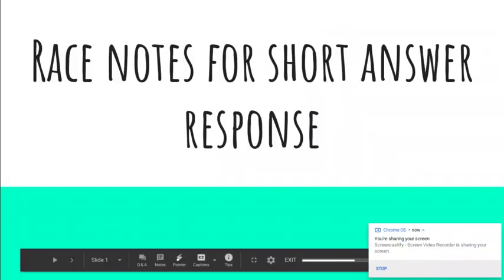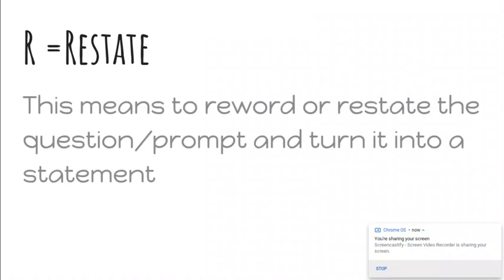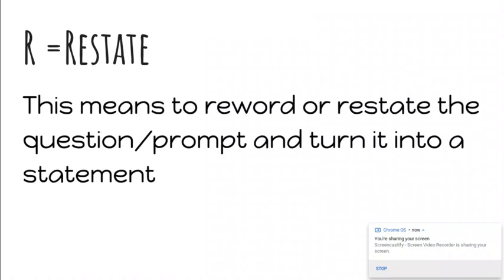This lesson is race notes for short answer response. On your notes, please fill in the blanks as we go along. R equals restate. This means to reword or restate the question or prompt and turn it into a statement. Now, you don't have to write this word for word, but you can summarize it using keywords such as reword or restate the question and turn it into a statement.